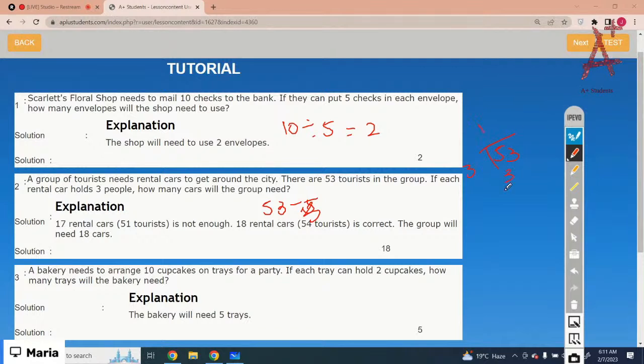3 times 1 is 3. 5 take away 3 is 2. Just write the next digit down. It is 23. So 3 times 7 is 21. And 23 take away 21 is 2. That means for 53 people he has to rent out 17 cars, but he's left with 2 people more. That means he has to add one more. So that means he needs to rent 18 cars. Got it?